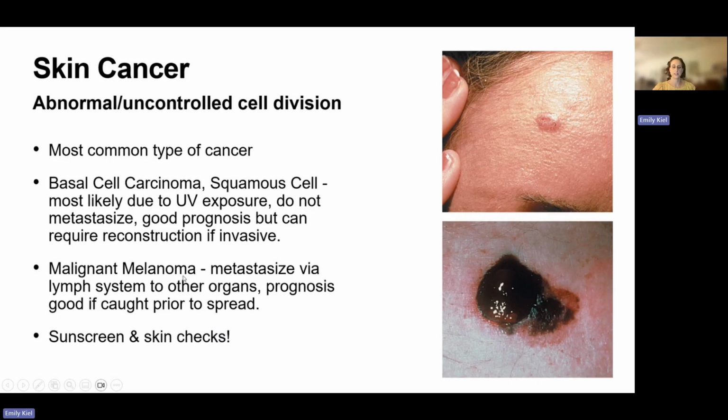Malignant melanoma is very aggressive, and it can metastasize through the lymph system to other organs. If it's caught prior to spread, the prognosis is good, but after it spreads, it can be challenging to treat and is a cause of death, and is seen in people that are young.